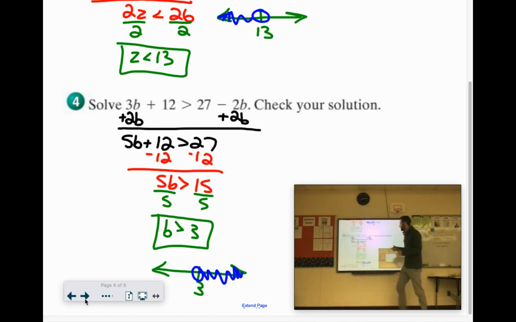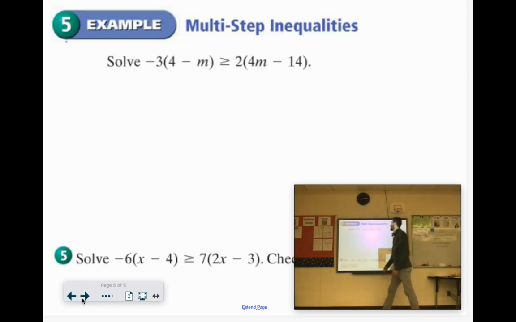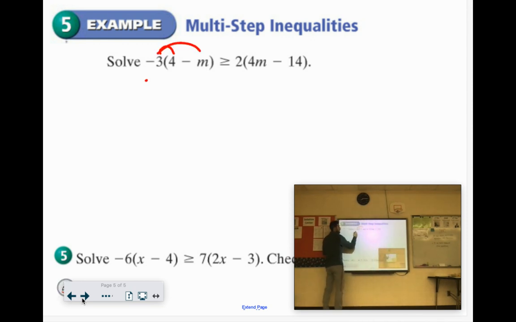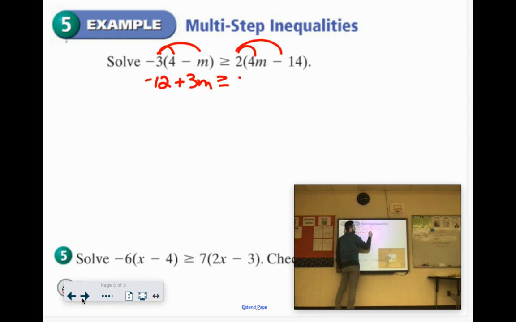I think we got one more. It's kind of throwing all the steps at you. Oh, me. Here we go. Distribute. We have negative 12. Negative 3 times negative m would be positive 3m. Over here, we have 8m minus 28.